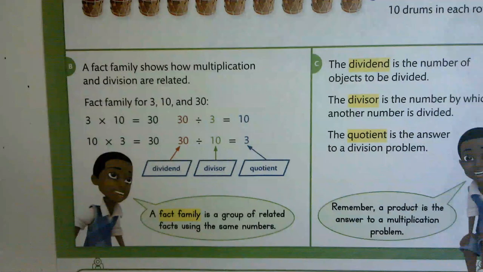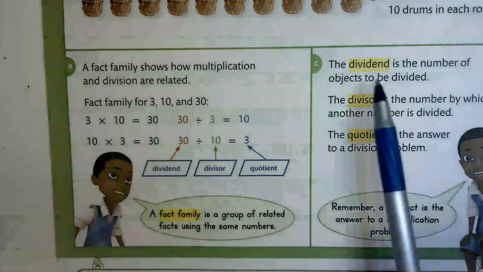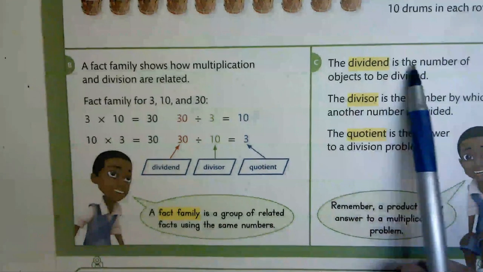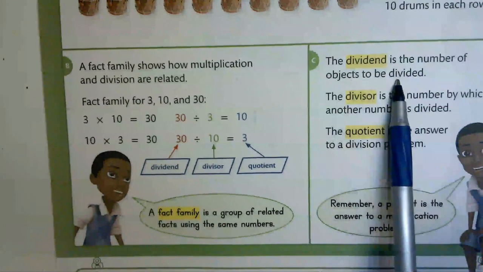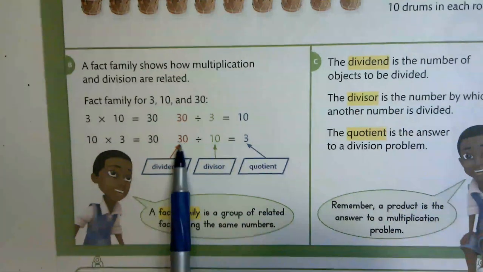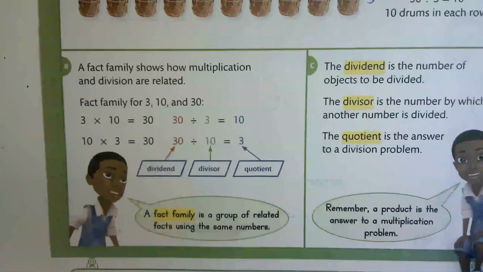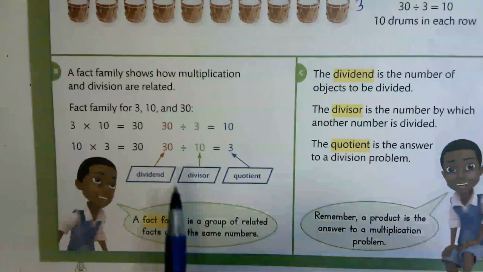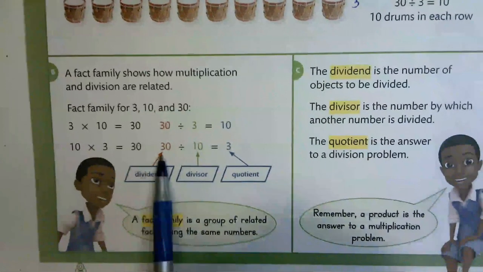Before I look at box B, I want to jump over to C. It says the dividend is the number of objects being divided. The dividend. That's the beginning number. The dividend is the whole that we're cutting into parts. So our whole is our dividend. That's what we start with.